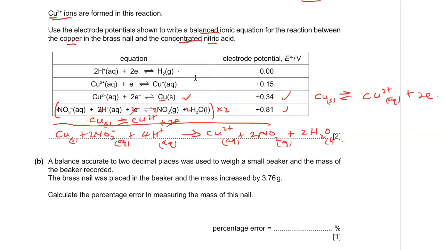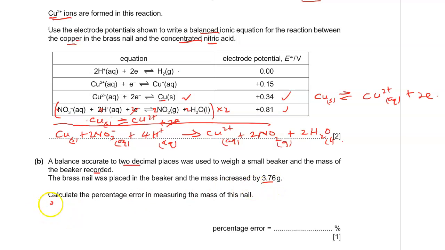Part B. A balance accurate to 2 decimal places was used to weigh a small beaker, and the mass of the beaker recorded. The brass nail was placed in the beaker, and the mass increased by 3.76 grams. Calculate the percentage error in measuring the mass of this nail. Of course, you can see it's measured to 0.01.